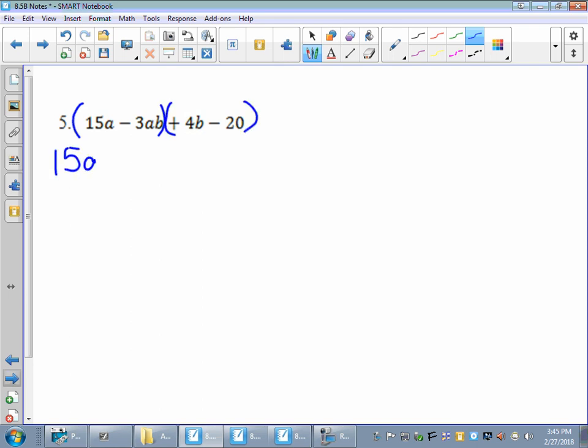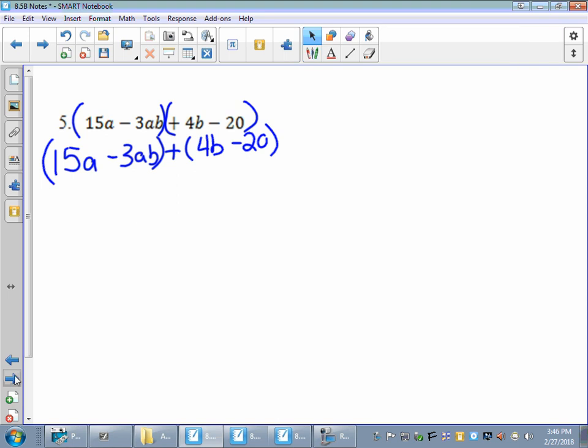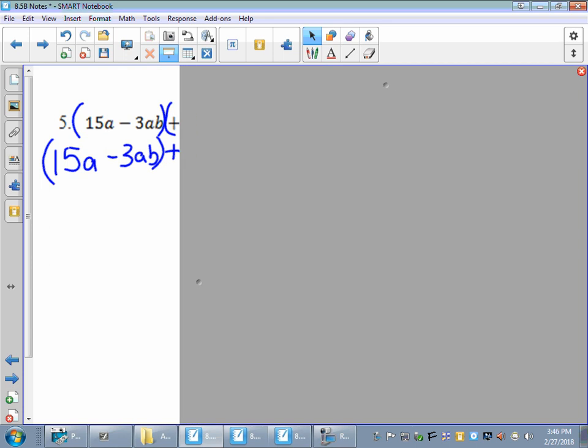My first pair is going to be 15a minus 3ab. Throw in my plus sign that I want to add. Then I have a positive 4b, so I'm going to say I have a 4b and a negative 20. All right, I broke it into pairs. Let's make sure we look at these separately.